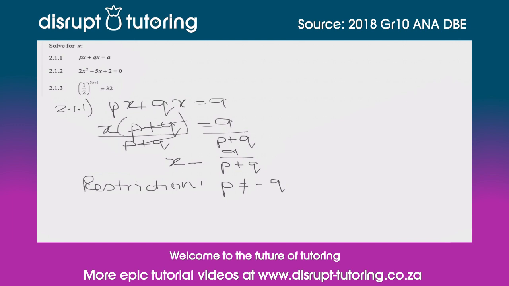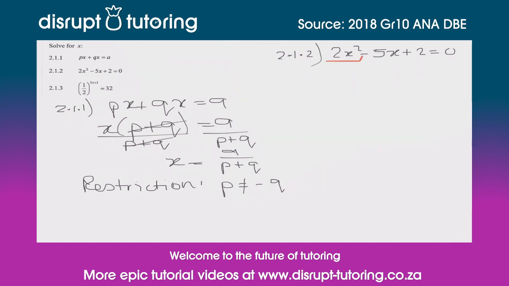Right, let's move on to 2.1.2 now. So in 2.1.2, we've got 2x squared minus 5x plus 2 equals 0. So the first thing I notice here is that there is a trinomial. So I'm going to use some trinomial factorization in order to factorize it into two brackets, which makes our life a lot easier.